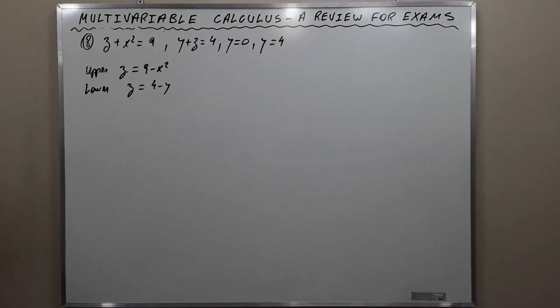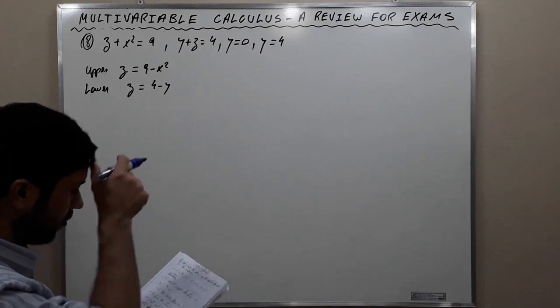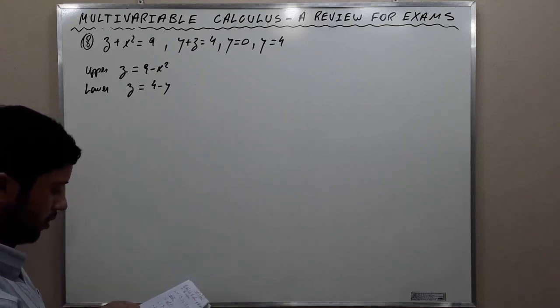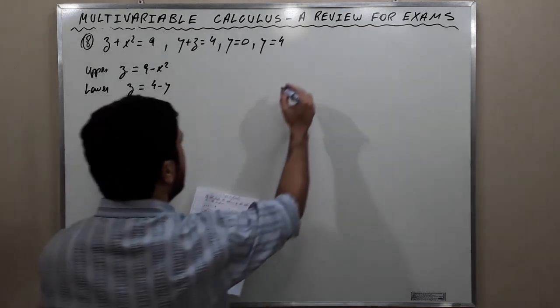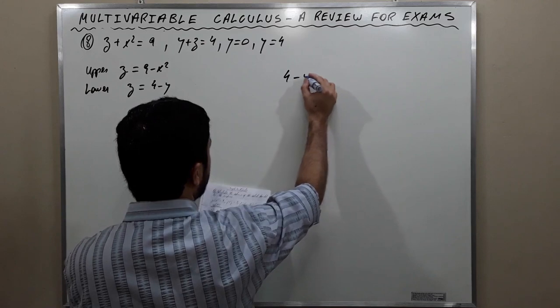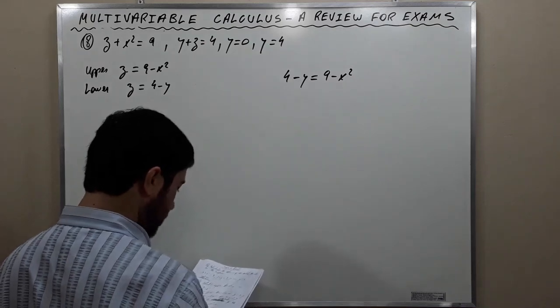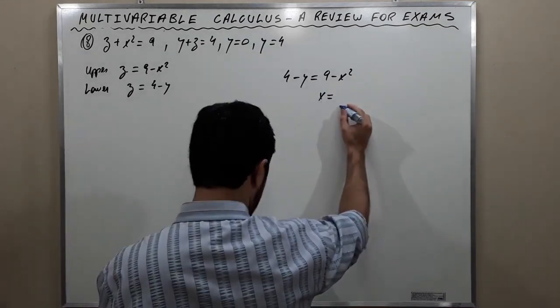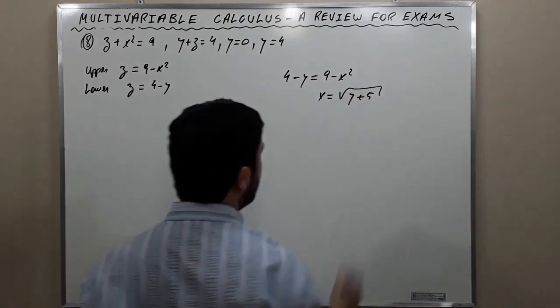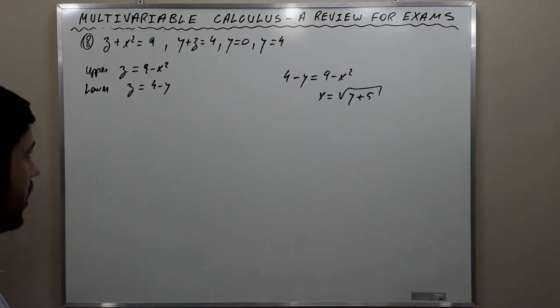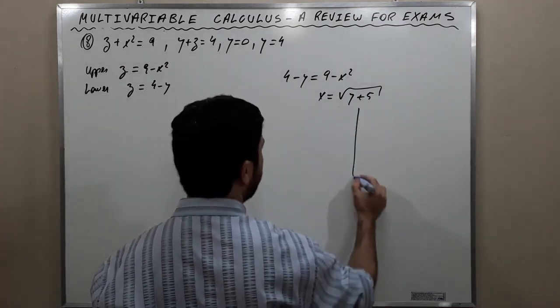To find the intervals for x and y, we must inspect the projection of the solid on the xy plane. Okay, now we are going to inspect the projection of the solid on the xy plane. The boundary of the projection occurs at 4 minus y equal to 9 minus x squared. And this gives x equal to y plus 5. Okay? And on the xy plane, we're going to have something of the sort.